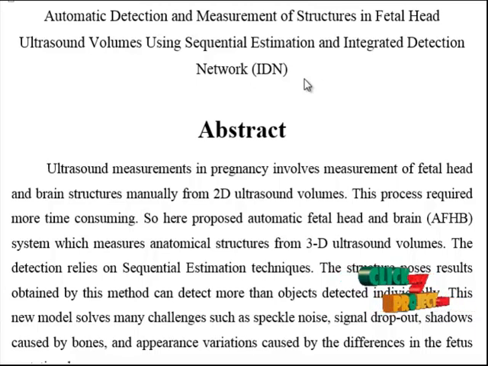The detection relies on a sequential estimation technique. This structure processes, and the results obtained by this method can detect more objects than detected individually. This new model solves many challenges such as speckle noise, signal dropout, shadows caused by bones, and appearance variations caused by the difference in the fetus gestational age. The detection process is done by threshold-based segmentation, which is used to estimate sequentially.